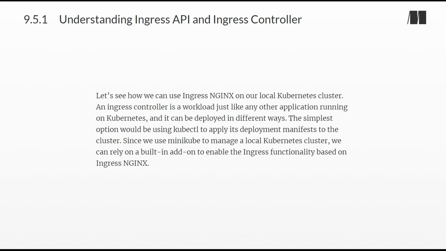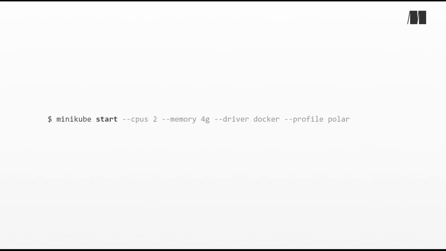An ingress controller is a workload just like any other application running on Kubernetes, and it can be deployed in different ways. The simplest option would be using kubectl to apply its deployment manifests to the cluster. Since we use Minikube to manage a local Kubernetes cluster, we can rely on a built-in add-on to enable the ingress functionality based on Ingress Nginx. First, let's start the Polar local cluster we introduced in Chapter 7. Since we configured Minikube to run on Docker, make sure your Docker engine is up and running.